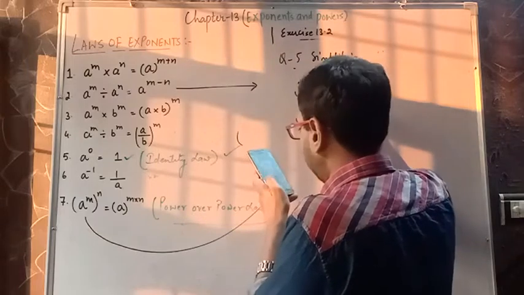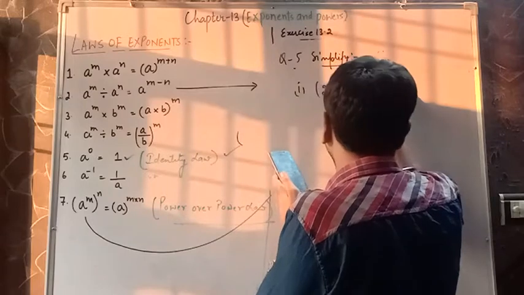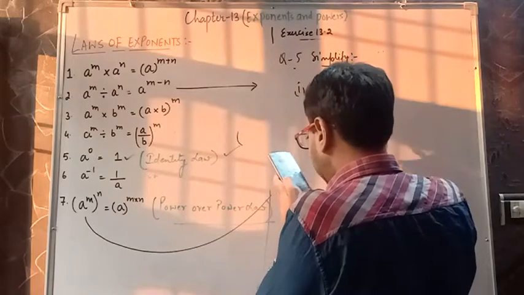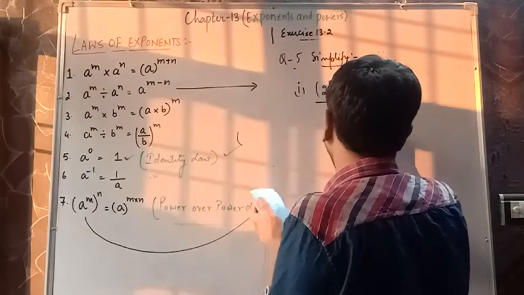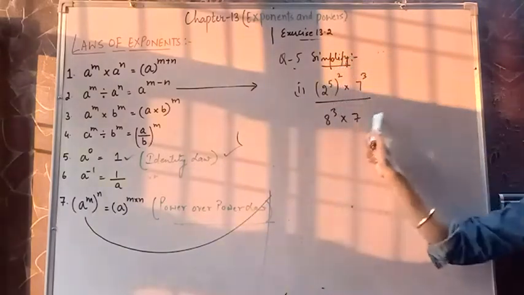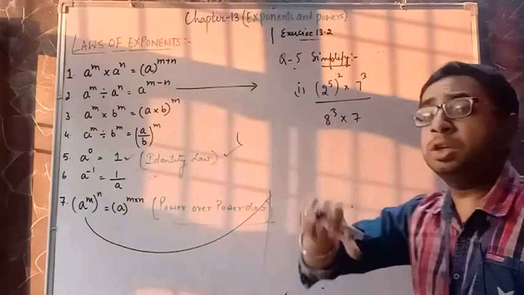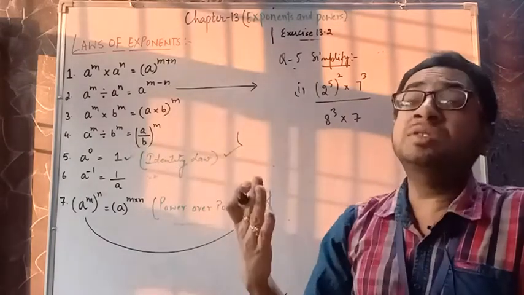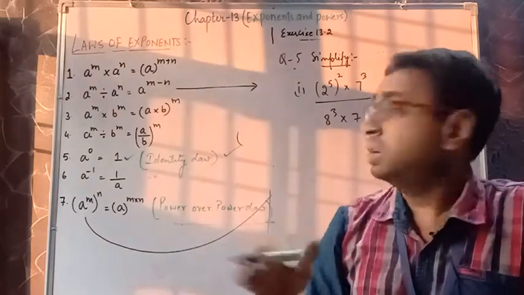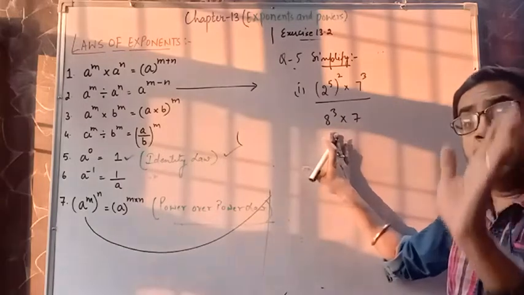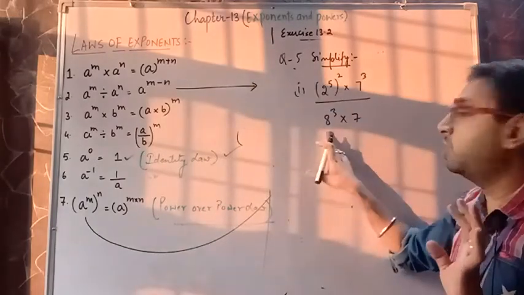First part I'll be doing: 2 raised to power 5 whole raised to power 2 into 7 raised to power 3, divided by 8 raised to power 3 into 7. So again, base 7 is not a problem. Here base is 2, here base is 8. So we have to convert either 2 into 8 or 8 into 2. I told you from higher to lower it's easy. So we'll convert 8 into 2.